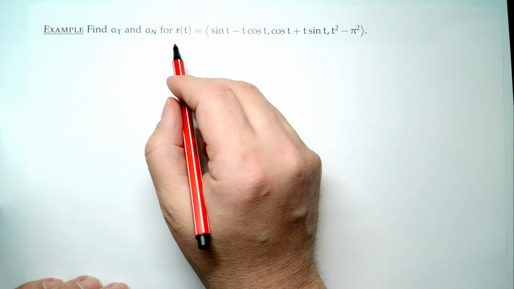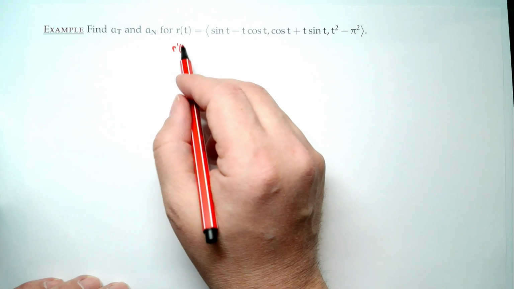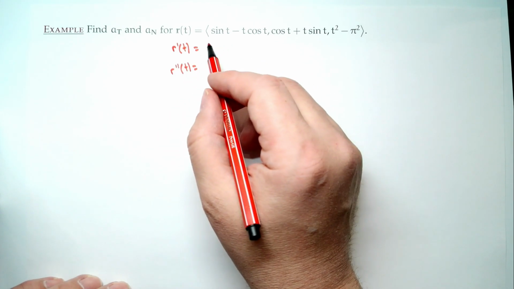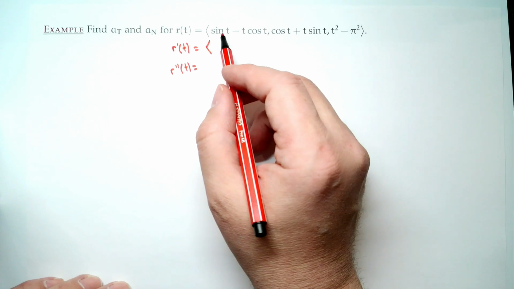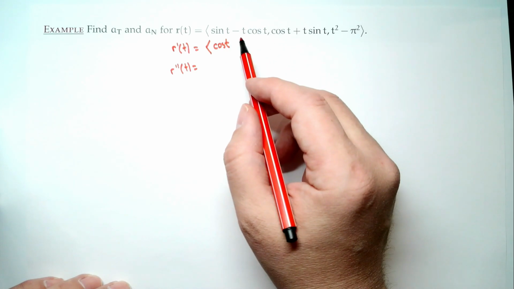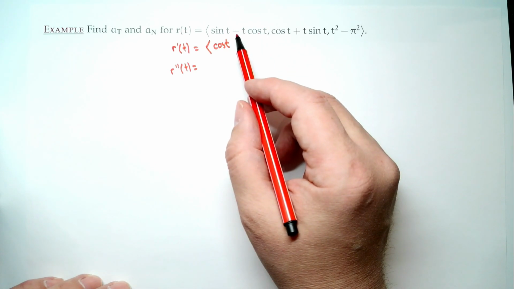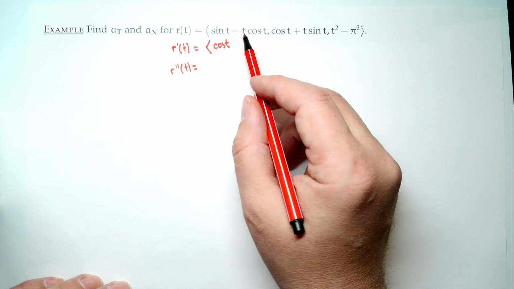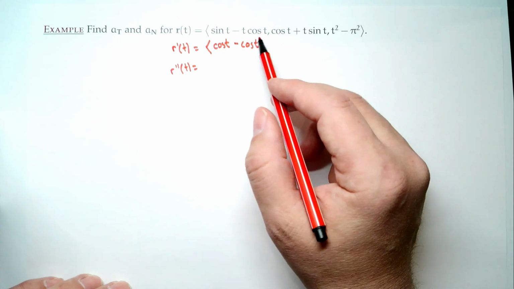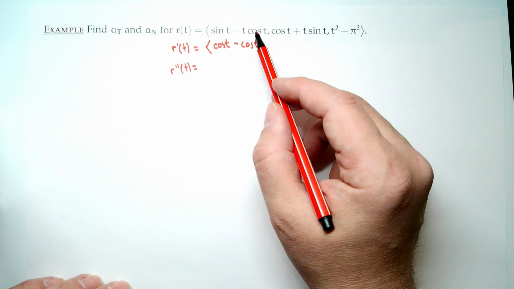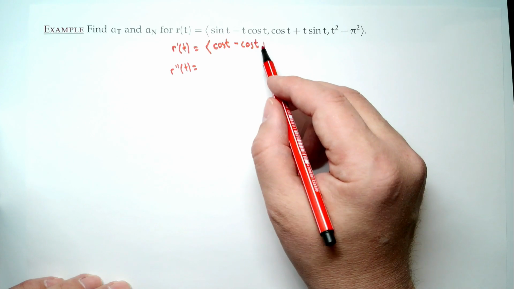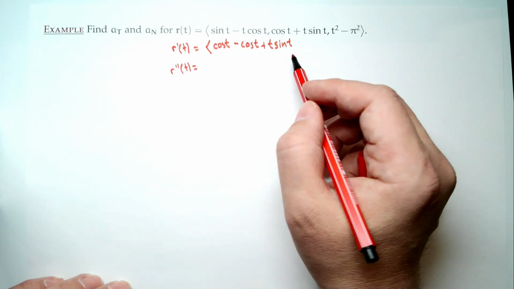So for geometric, I'm going to need r, r prime, and r double prime. So let's do r prime. The derivative of sine t is cosine t, no big surprise. Product rule for the derivative of t cosine t: the derivative of the first is 1, so minus the second, cosine t, and then t times the derivative of cosine t, which would be a minus sine t, but there's already a minus, so it becomes plus t sine t. So that's the first derivative.